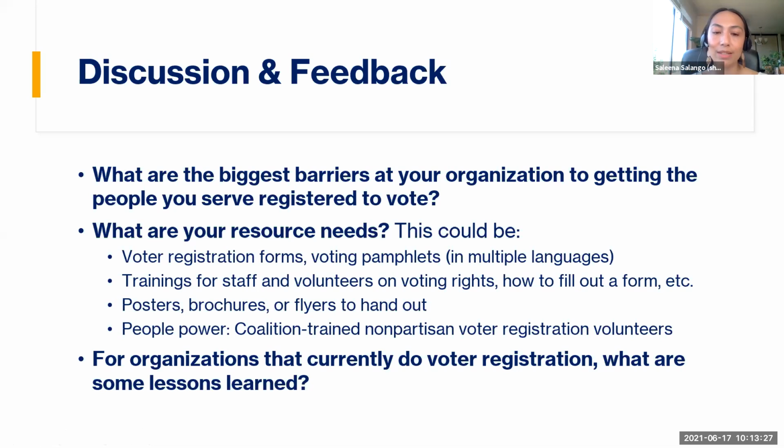So in the past, many people have noted, we just need some information and voter registration forms, and then we can help the folks we serve register to vote. Others have noted they really want posters, brochures, flyers that they can hand out to folks. And then also some people are like, we don't have capacity and we really want coalition nonpartisan voter registration volunteers to come to our site and register people to vote in addition to the other services that we offer.